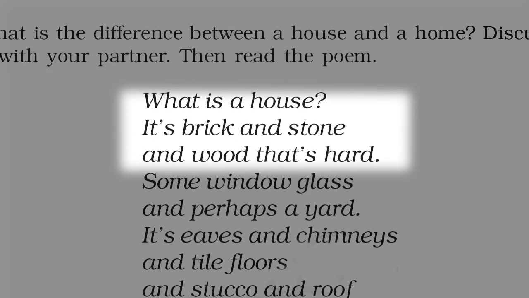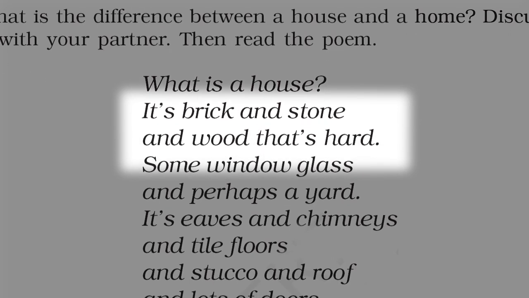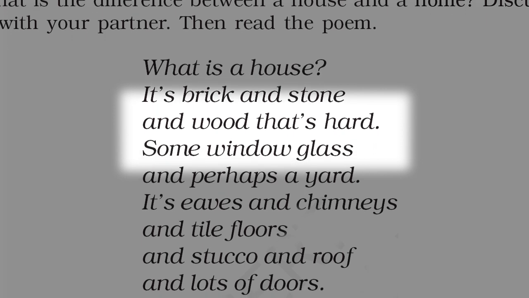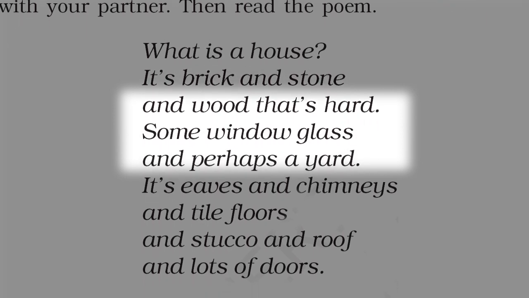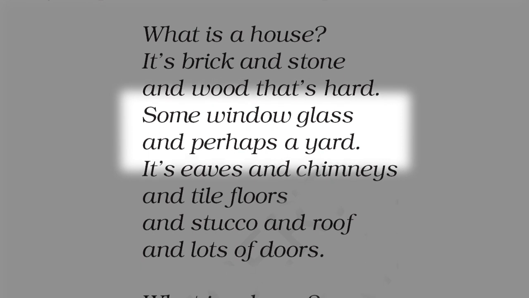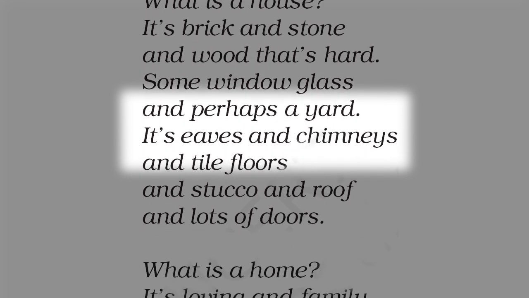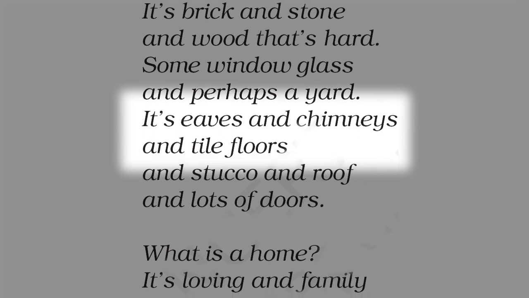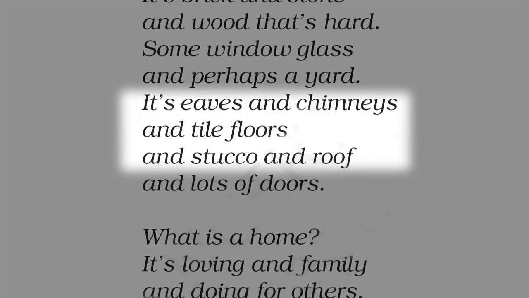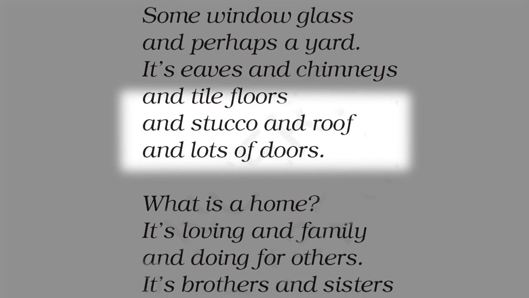It's a brick and stone and wood that's hard. Some window glass and perhaps a yard. Its eaves and chimneys and tile floors and stucco and roof and lots of doors. Now what is a house? House is made up of bricks, then walls, then windows, doors.